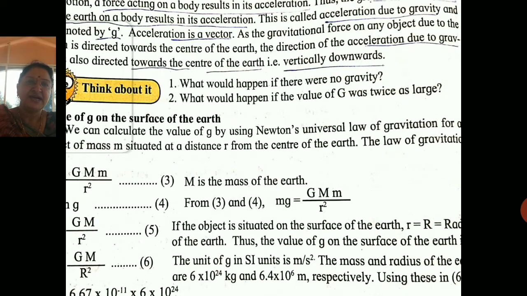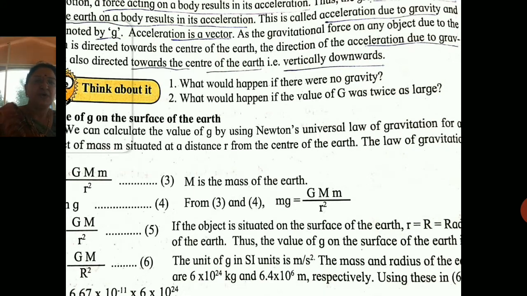Now acceleration is a vector quantity, as according to Newton's law, the direction of acceleration is towards the direction of force. When any force acts on a body, at that time it accelerates, and the acceleration is towards the direction of force. It is one of Newton's laws of motion, and according to that law, the direction of gravitational acceleration is towards the center of the earth, that is, it is in the vertically downward direction.